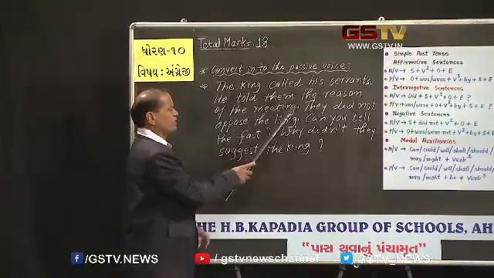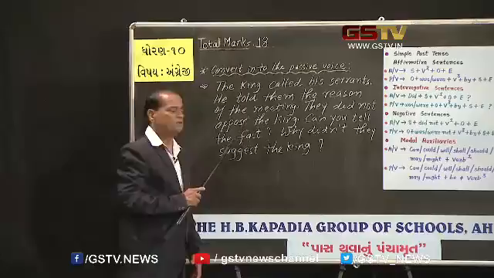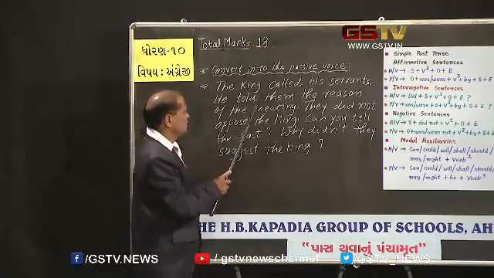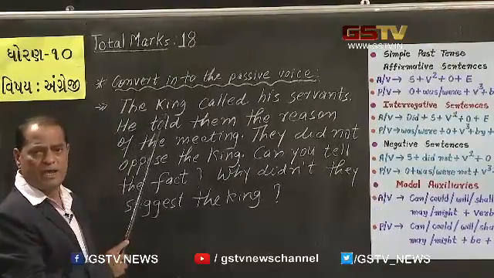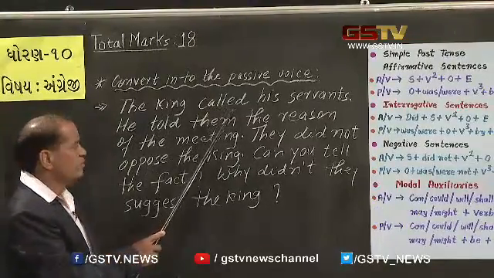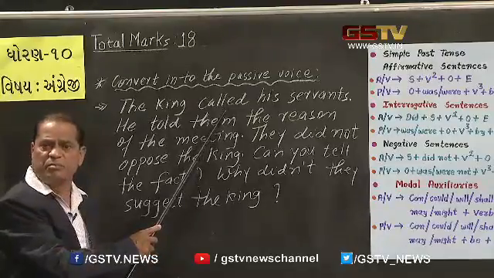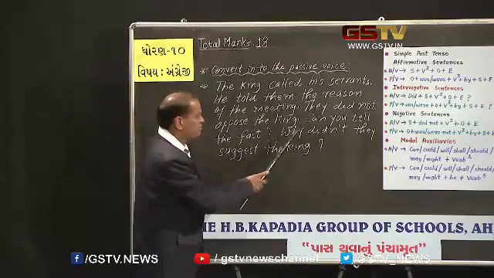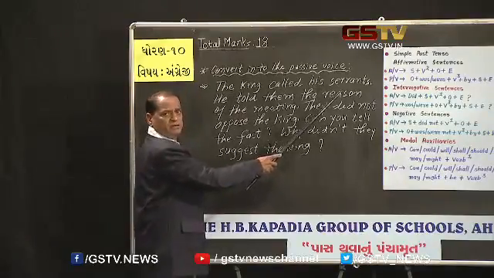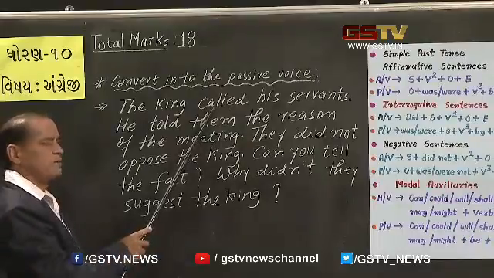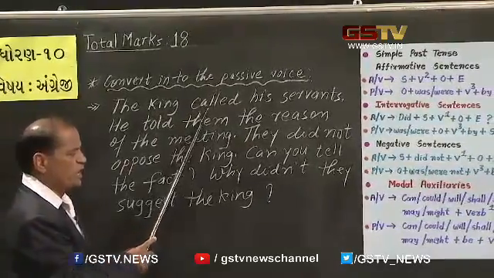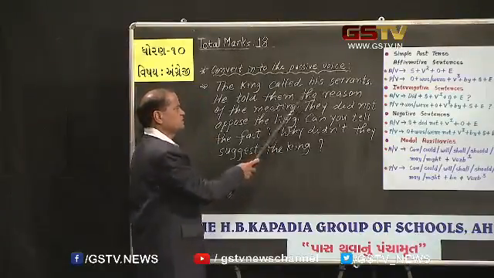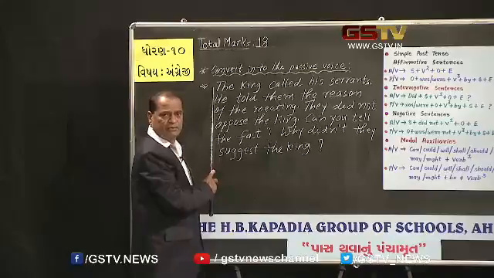The king called his servants. First of all, decide the tense of the sentence, and that is decided as per the verb form. The verb form is called, which is in past tense. So we have to convert into passive voice like this: his servants, it is in past tense, so we have to use was/were before the verb. His servants were called by the king.